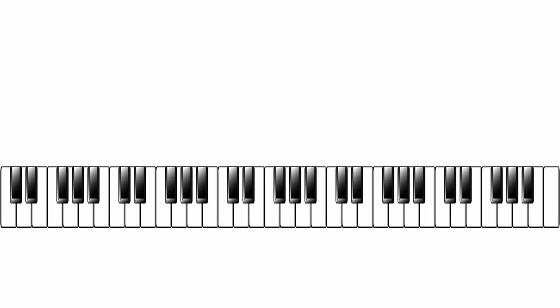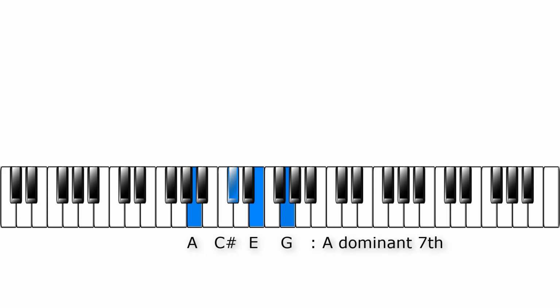Let me start with A. The A major triad was A, C sharp, E. The minor seventh is a whole tone below the root. This is the root. One whole tone below is the G. A, C sharp, E, G is the A seventh chord, or also called the A dominant seventh chord.